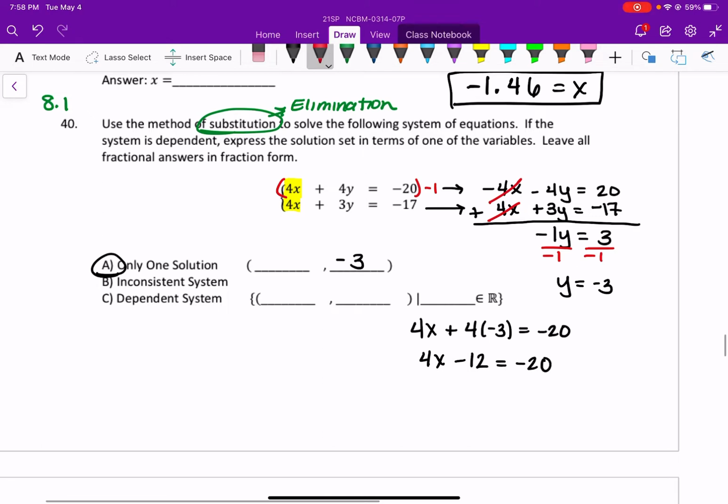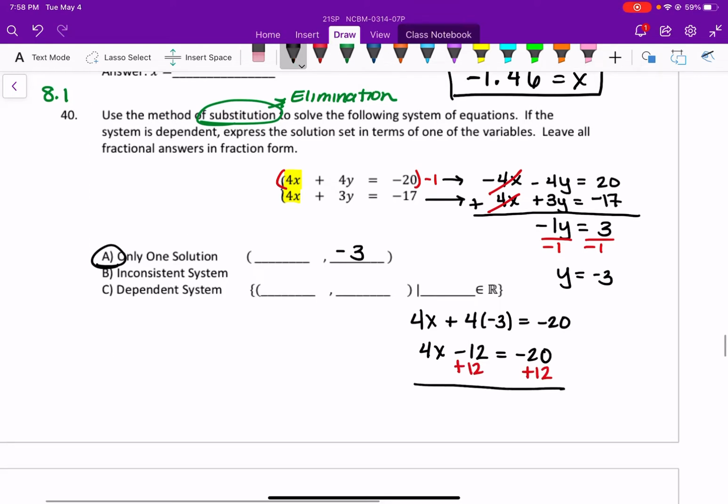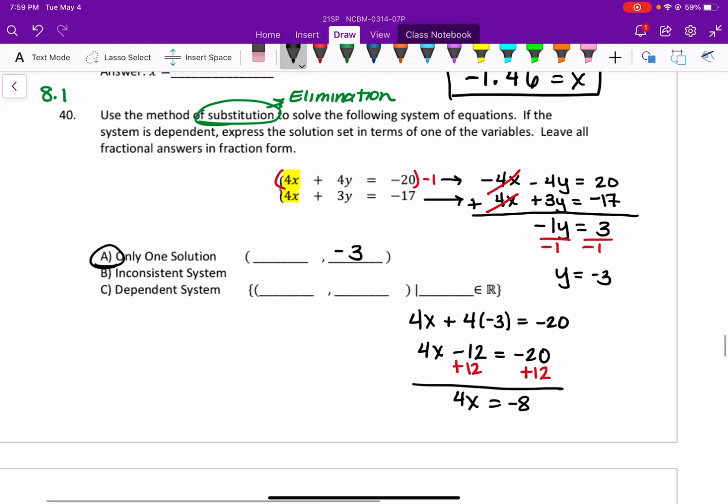So we're going to add 12 to both sides. So 4x is equal to -8. And then we're going to divide both sides by 4. And we get our final answer, x is equal to -2. So there's our x value, there's our y value. Remember, when you're writing your point, it is always x comma y. I always do it in alphabetical order, is the easiest way to remember that.